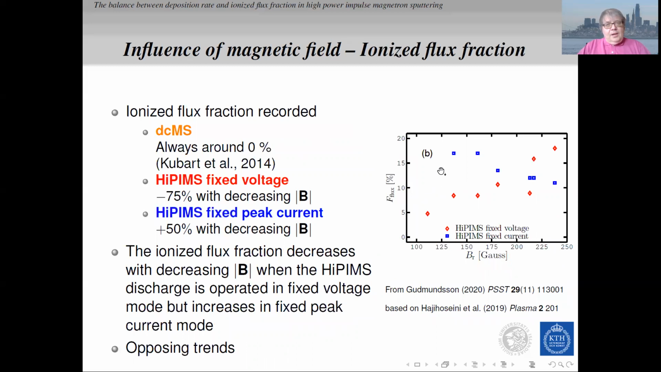But when you look at the ionized flux fraction, we see that in the fixed voltage case, as we decrease the magnetic field, we also decrease the ionized flux fraction. But in the fixed peak current case, we increase the ionized flux fraction when we decrease the magnetic field. So these are our experimental results. So we see actually that there are opposing trends with the magnetic field strength when we fix the voltage on one hand and fix the current on the other.